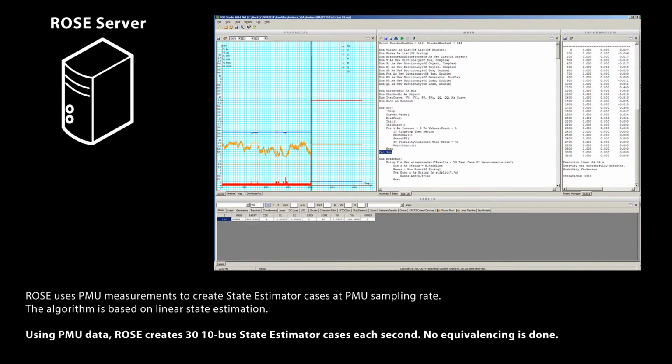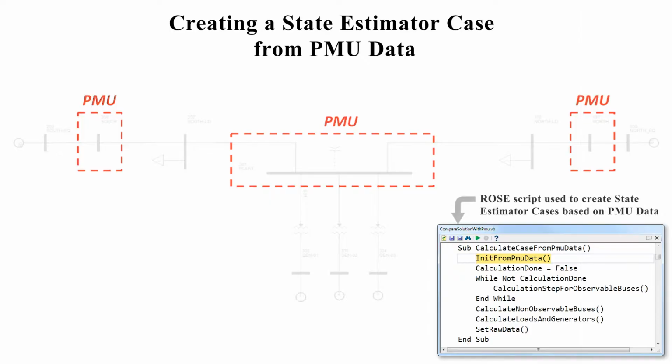Rowe's approach uses PMU measurements to create state estimator cases at the PMU sampling rate. There are 3 PMUs which stream data at 30 samples per second. Using PMU data, Rowe creates 30 10-bus state estimator cases each second. No equivalencing is done. The algorithm is based on linear state estimation.